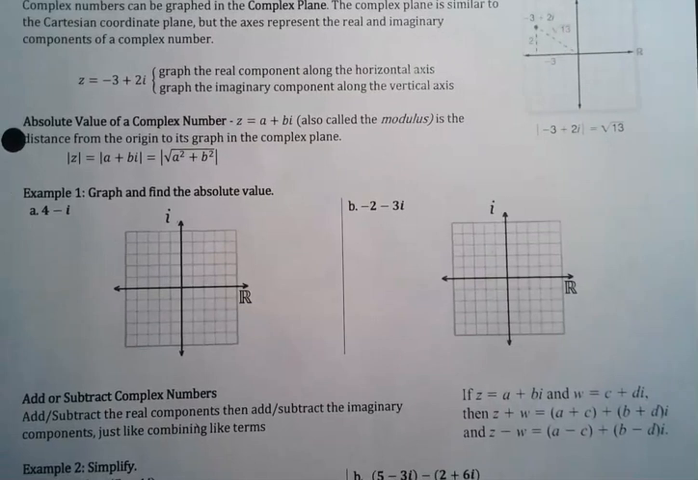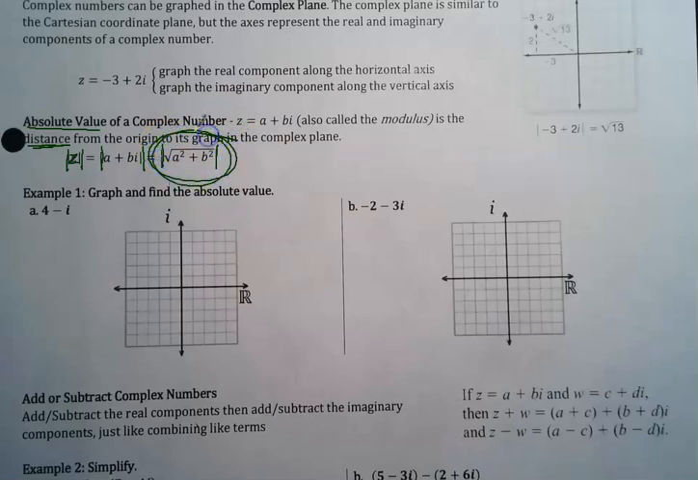So the absolute value of a complex number. Let's go back. When we have z equals a plus bi, the absolute value, which is also called the modulus, is the distance from the origin to its graph in the complex plane. Distance is always an absolute value. So we find the absolute value of z, our complex number, by putting absolute value signs around it, and it equals the square root of a squared plus b squared. That's how we can solve it.